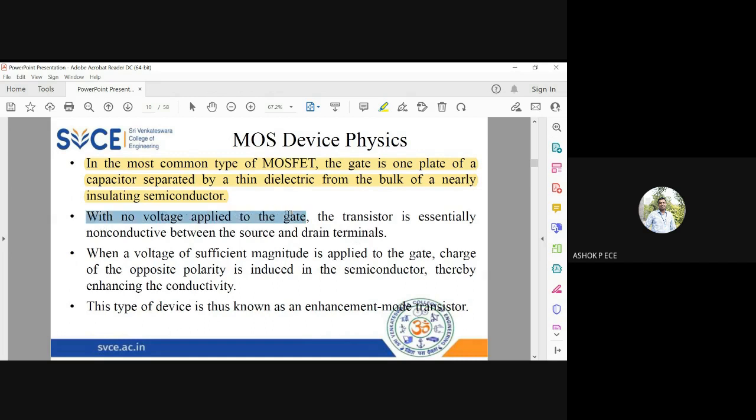If you don't apply any voltage to the gate, the transistor does not conduct, because there is no energy for the charge carriers to go from source to drain, giving rise to drain current. When a sufficient voltage is applied to the gate, opposite polarity is induced and the conductivity is enhanced. This type is called enhancement mode. As I said, if more charge carriers are produced, it is enhancement, and fewer means it is depletion.